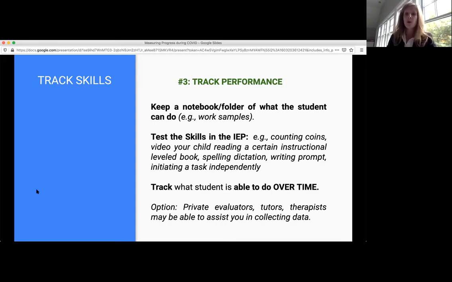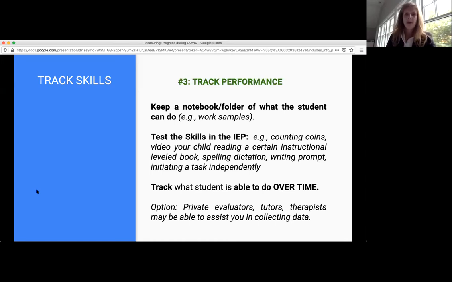And this would be your way of testing those skills that your child is working on in his or her IEP. What's really important when you're tracking this performance is that you are tracking what your child is able to do over a period of time. So you're not going to just hold up that one spelling dictation and say, hey, I did this once. Really try to do it with some level of consistency. Once a week would be incredible, but maybe twice a month or every 10 days or something, so that you have a running record of how your child is performing.